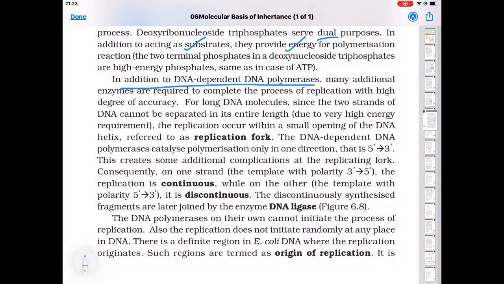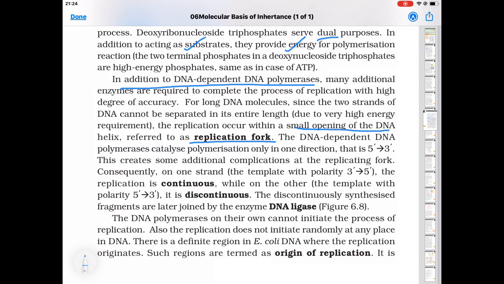For a long DNA molecule, since the 2 strands of DNA cannot be separated in its entire length, the replication occurs with a small opening of the DNA helix referred to as replication fork. From one side, the DNA uncoiling starts and thus forms the replication fork shown in figure 6.8, where one part of the DNA uncoils and forms the replication fork.